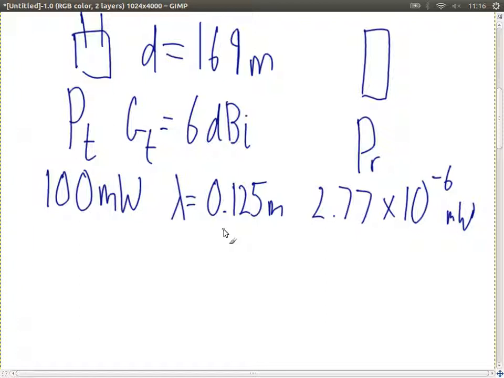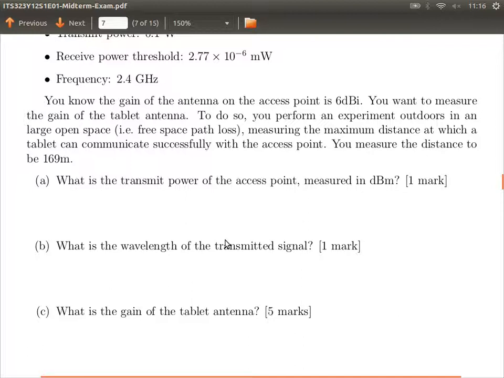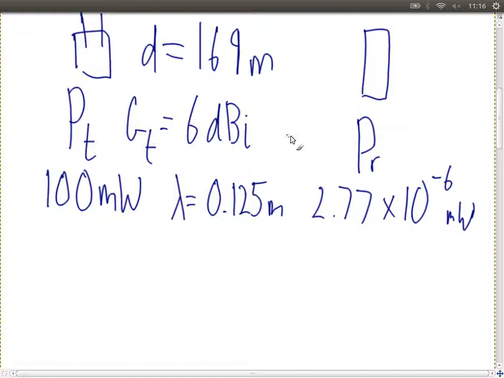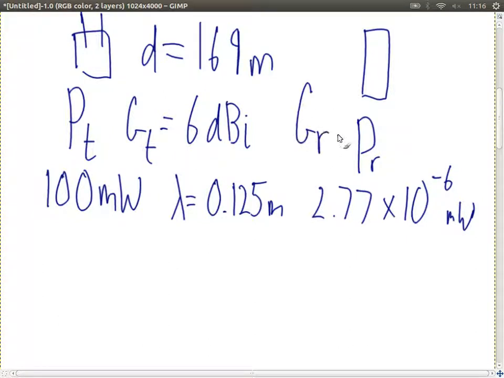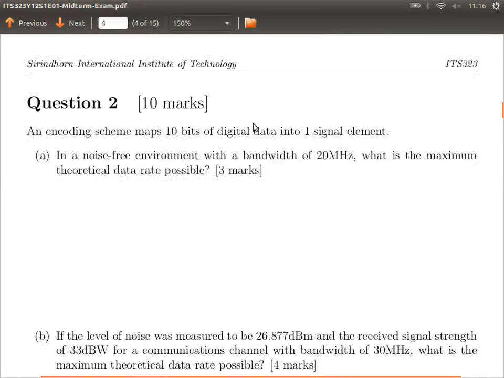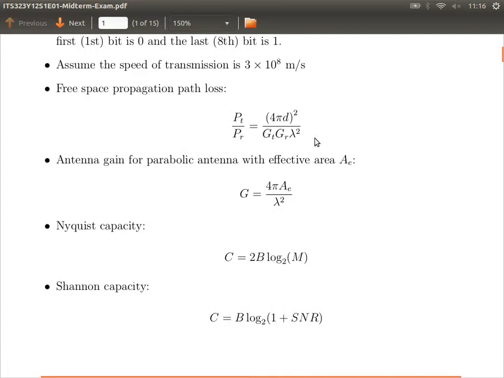And in free space, we can relate all these factors together. What the question asks is, what is the gain of the tablet antenna? What is GR in this case? We know PR, PT, D, GT, lambda. We don't know GR, the gain of the receive or the other device antenna. But we also know the free space path loss model, that equation that relates all these factors together. If you go to the front of the exam, up the top, we have the equation that connects these factors together.